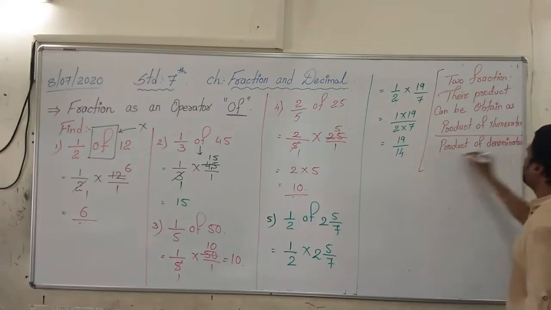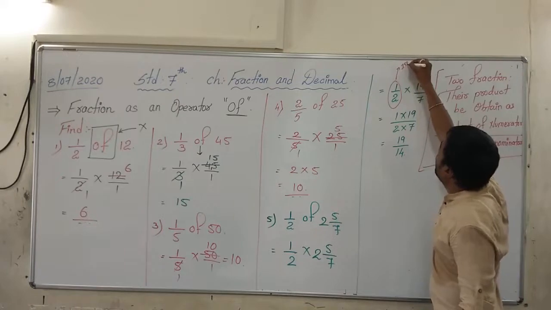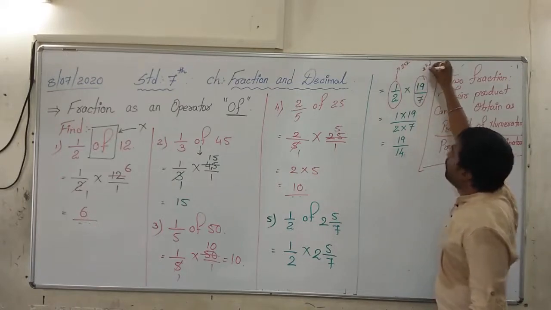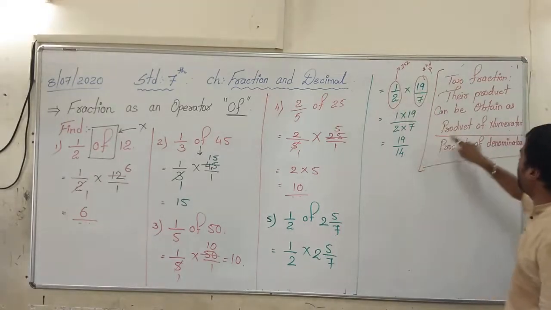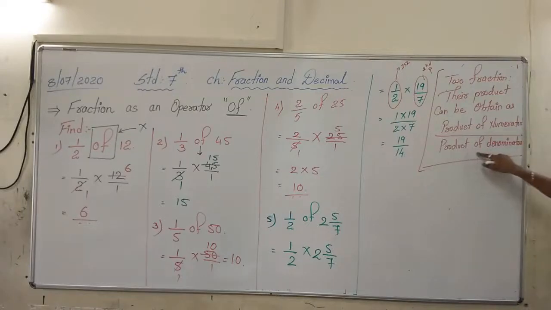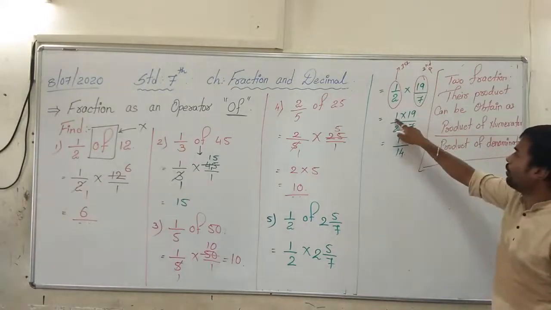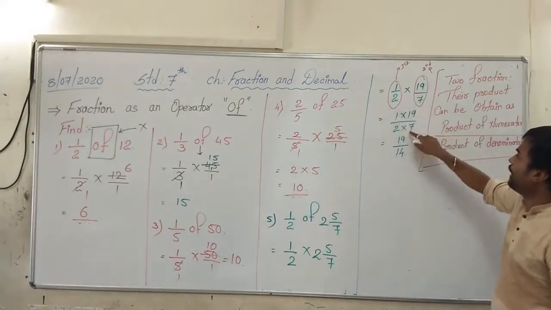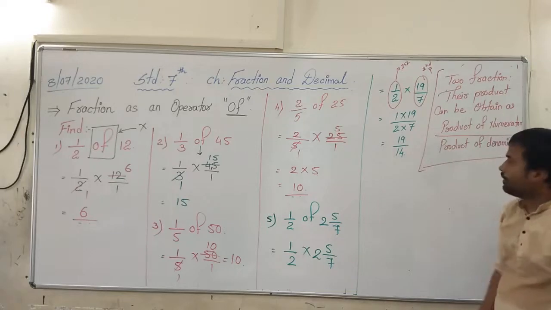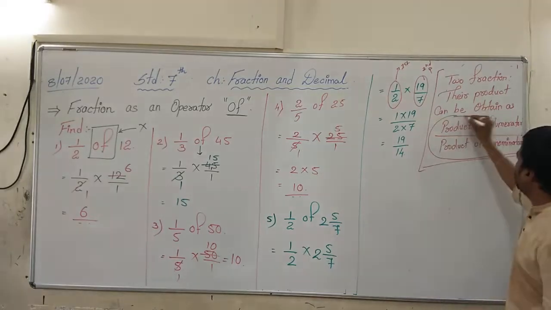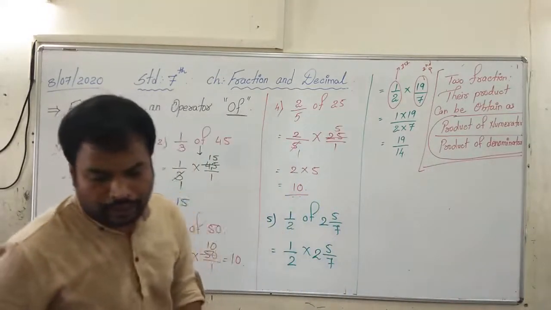Right? So whenever you come across two fractions, here you can say it is the first fraction, and here it is the second fraction. When the product of two fractions arises, what you have to do? You have to just find the product of numerator upon product of denominator. Here 1 and 19 are in numerator, so 1 multiplied by 19, and 2 and 7 are in denominator, so 2 multiplied by 7, which gives 19 upon 14. Right? Just remember these things. Whenever there is a product, you just multiply numerator with numerator and denominator with denominator.